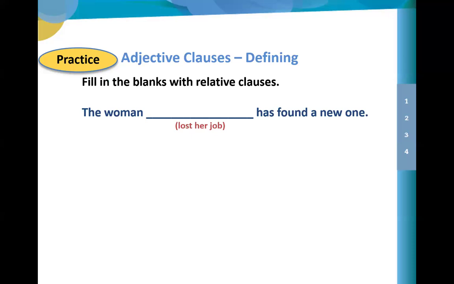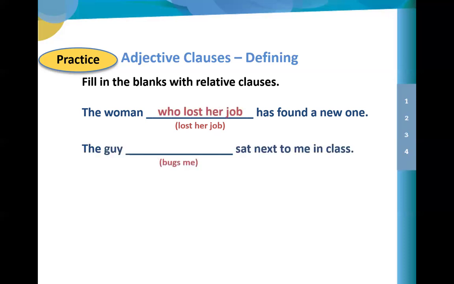Now, fill in the blank with relative clauses. The woman who lost her job has found a new one. Who lost her job. Which woman? We don't know. So can we put a comma or not? Concentrate with me. No, because it's a defining clause. So: who lost her job, without any commas. Next one.